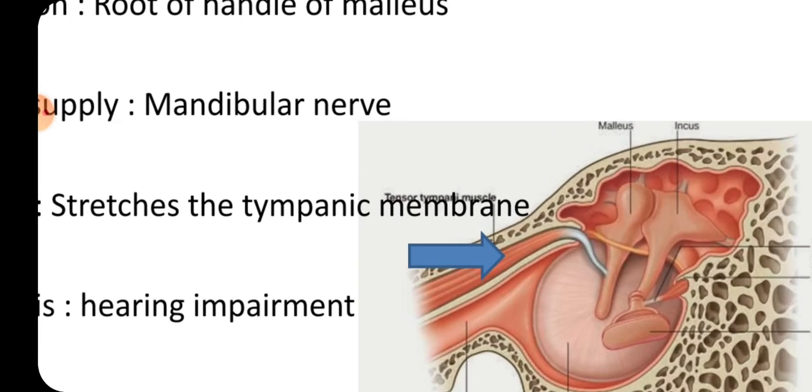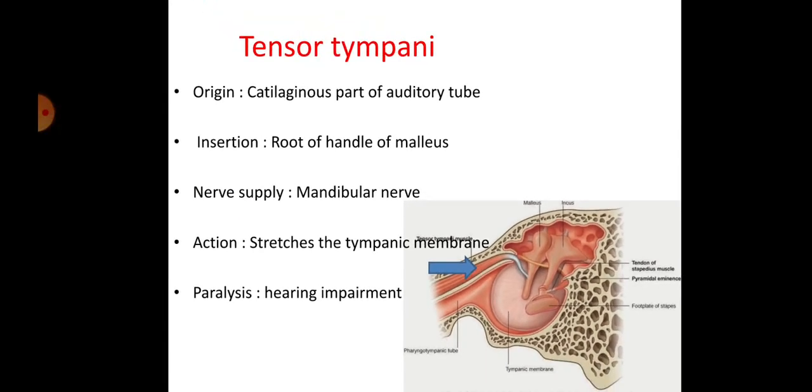Tensor tympani, in this picture you can see the tensor tympani. This muscle originates from the cartilaginous part of the Eustachian tube. The Eustachian tube is present in the anterior wall. It means the tensor tympani muscle originates from the anterior wall, especially from the cartilaginous part of the Eustachian tube. After the origin, it inserts into the handle of the malleus, and it is supplied by the mandibular nerve. So what is the mandibular nerve? The mandibular nerve is a branch of the trigeminal nerve. The trigeminal nerve is a cranial nerve. It means the mandibular nerve supplies this muscle.